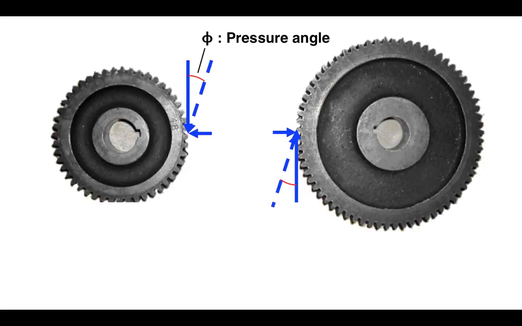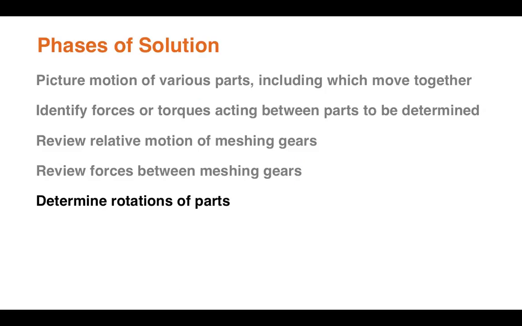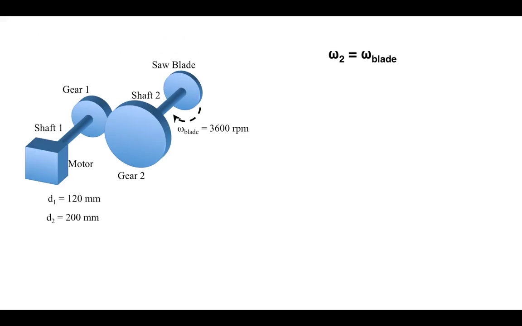And we give symbols to those two components, the tangential force Ft and the normal force Fn. Furthermore, because those two forces are the components of a total force, which makes an angle of phi, the two components are related to each other by the tangent of phi. So we're now going to use what we learned to study the rotations of the parts.